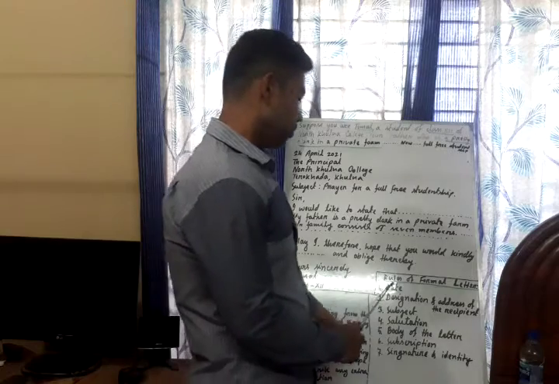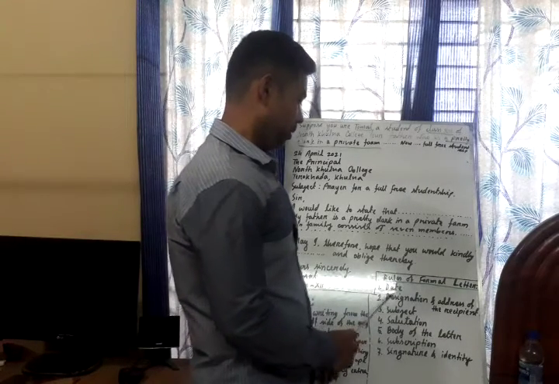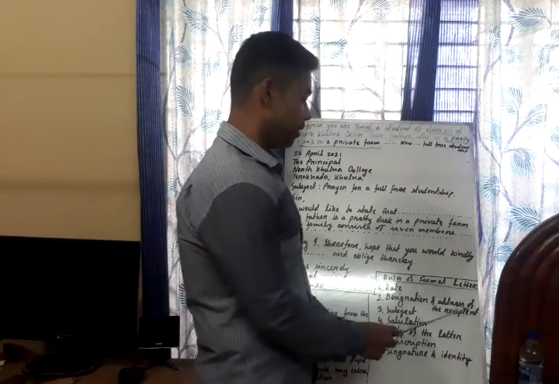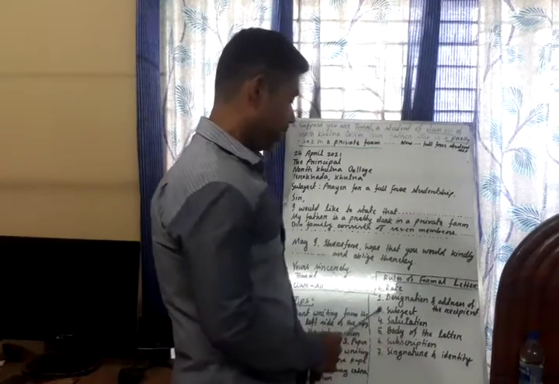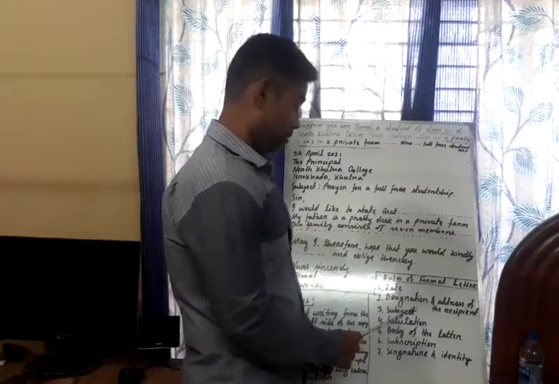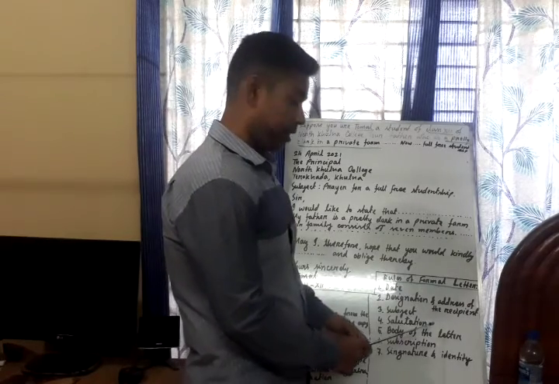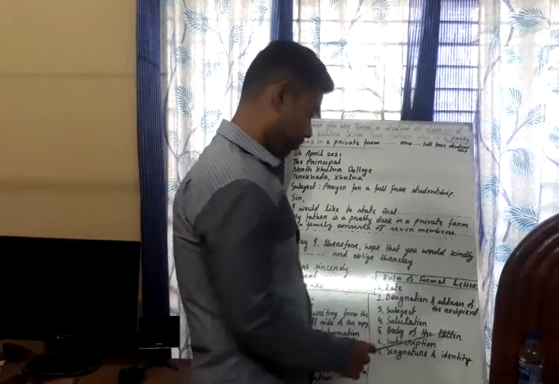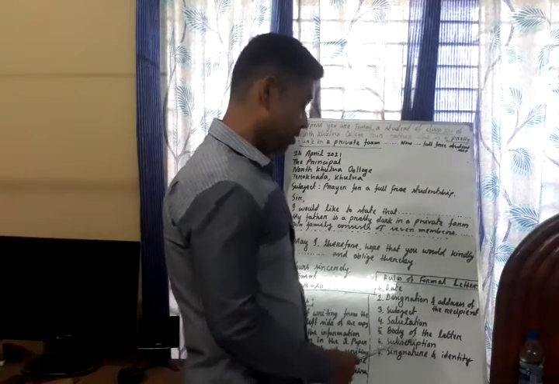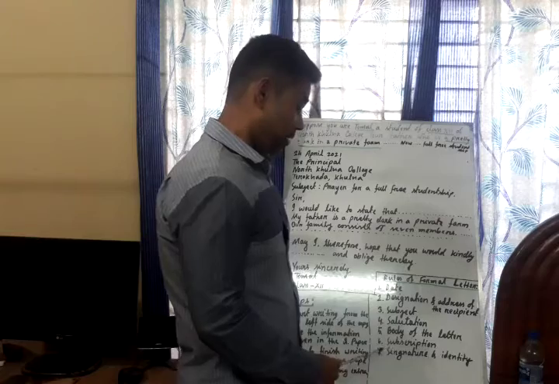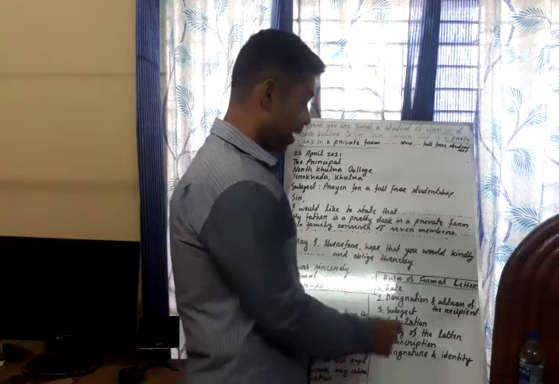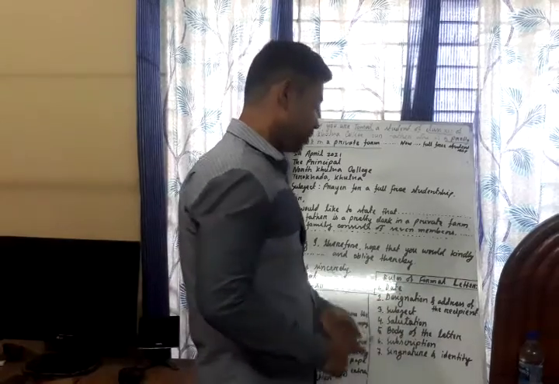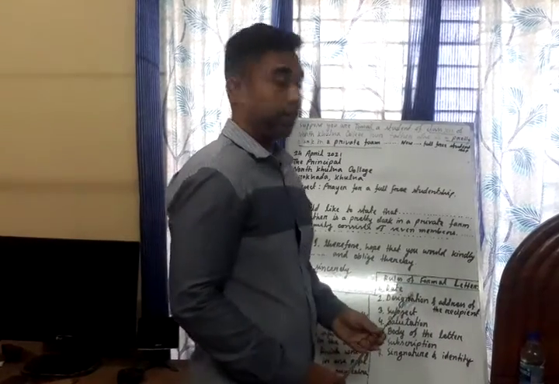First, date. Number 2, designation and address of the recipient. Number 3, subject. Number 4, salutation. Number 5, body of the letter. Number 6, subscription. Number 7, signature and identity. Okay, now I am going to discuss it so that you can understand.